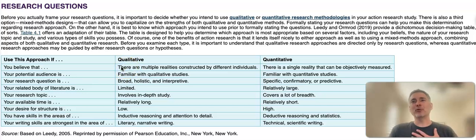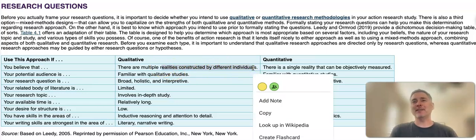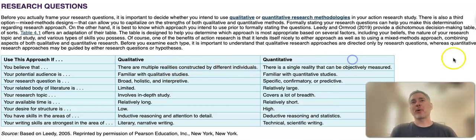So, all right, you know what? I happen to really believe and agree with this, that there are multiple realities constructed by different individuals. But personally, I also believe that there are realities that can objectively be measured. Right? So I don't think it's an either or, but an and, right? And it depends what we're talking about.